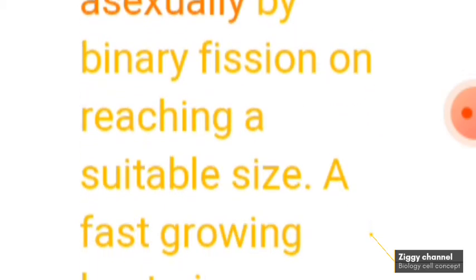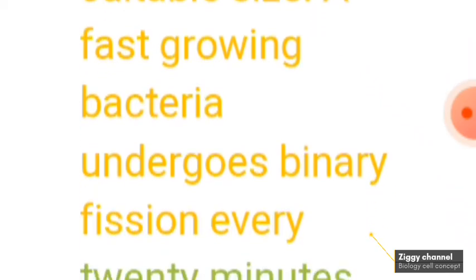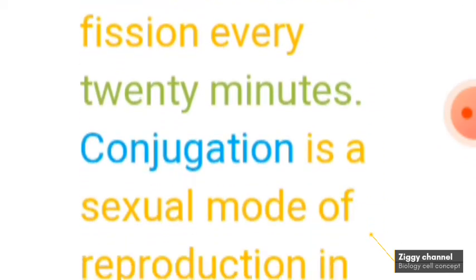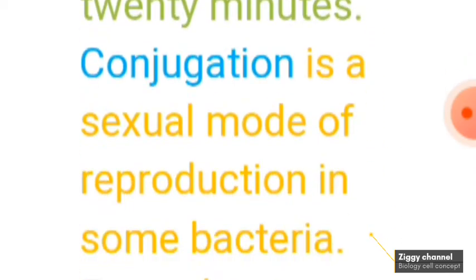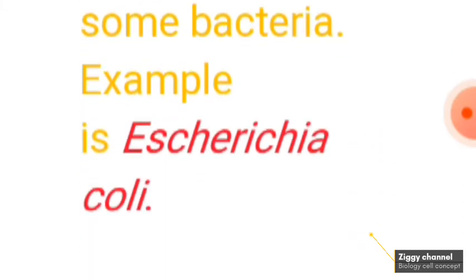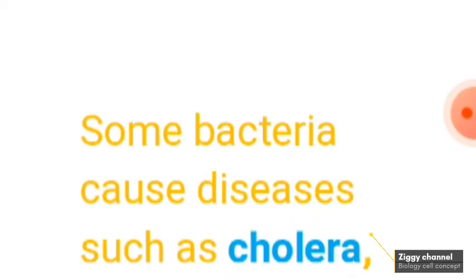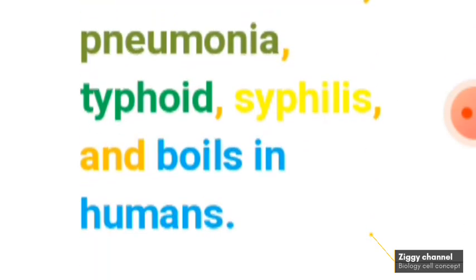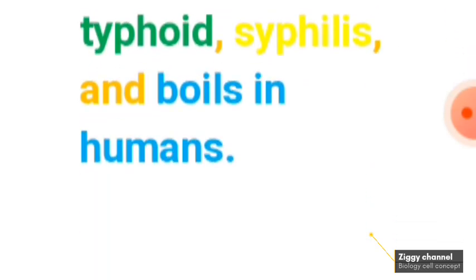They usually reproduce asexually by binary fission on reaching a suitable size. A fast-growing bacterium undergoes binary fission every 20 minutes. Conjugation is a sexual mode of reproduction in some bacteria. An example is Escherichia coli. Some bacteria cause diseases such as cholera, pneumonia, typhoid, syphilis, and boils in humans.